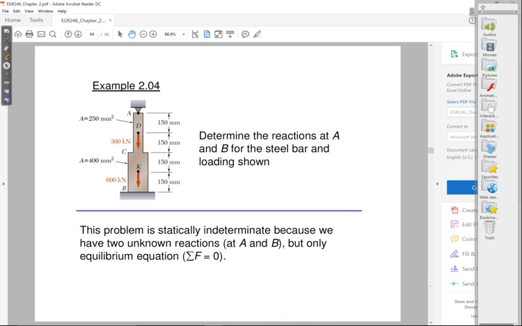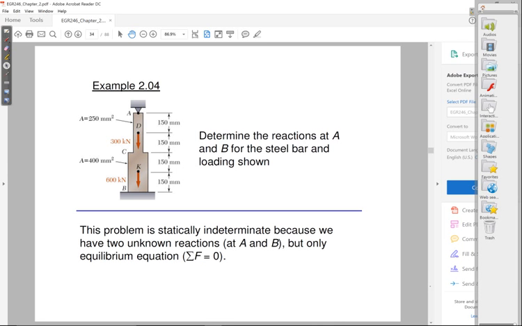Well, the only unknowns are the reactions at the two supports, correct? And how many reactions is that? Well, this is, again, just one dimension. It looks like a two-dimensional problem, but if you look at it, all the forces are in the y direction. So there's only one equation of equilibrium that you could use. It's sum of forces y is equal to 0.